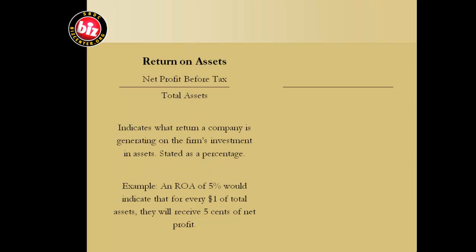Return on assets takes the previous ratio further and calculates the return a company is generating on assets. It is important to track that your assets are contributing towards profit. This ratio shows us the relationship between net profit and the assets of a business. A return on assets ratio, or as it's commonly called an ROA, of 5% would indicate that for every dollar of total assets owned by the company, they are generating 5 cents of net profit.